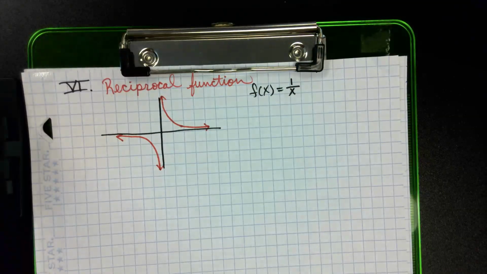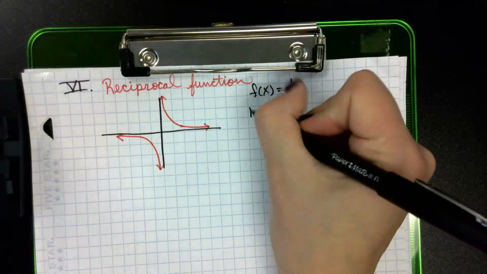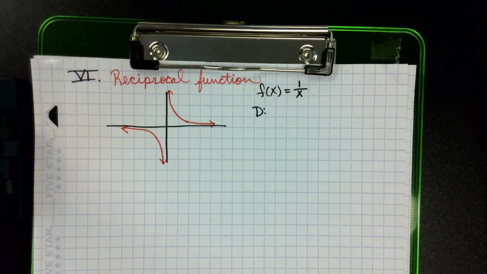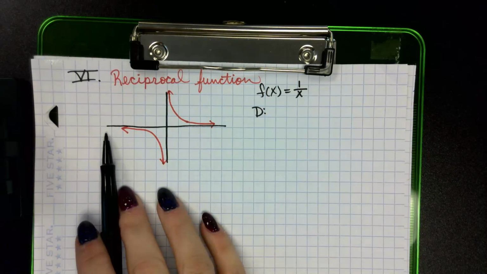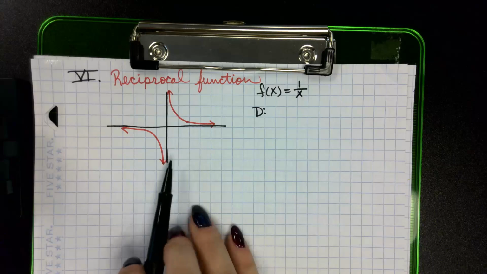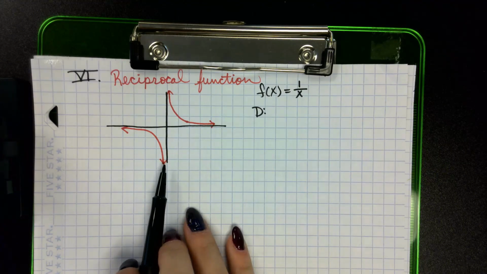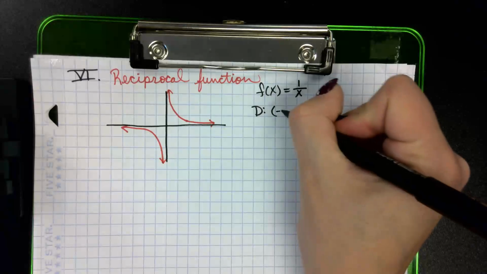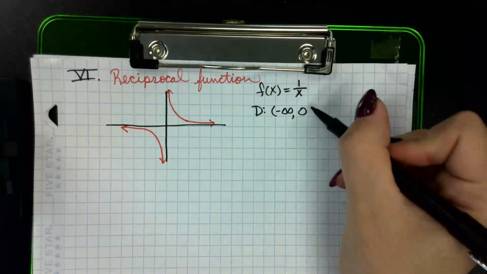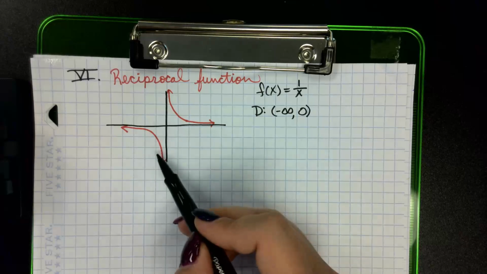So it would look something like that. So domain here, left to right. From the left, negative infinity, and the graph goes along until we get to the y-axis. At the y-axis, we have a vertical asymptote that we're not going to touch at 0. So from negative infinity, we're going to continue until we get to 0, but we're not going to include 0 because we have to jump over that.